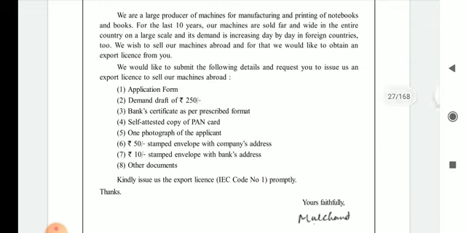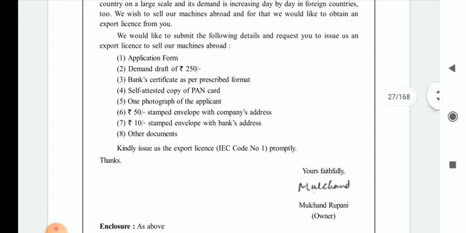We wish to sell our machines abroad, and for that we would like to obtain an export license from you. They also mentioned that they want to export their machines outside of India, and for that they have to get the permission from the department. We would like to submit the following details and request you to issue us an export license to sell our machines abroad. They also mentioned that they would like to submit the following details as well as the application to get the export license from that particular department.